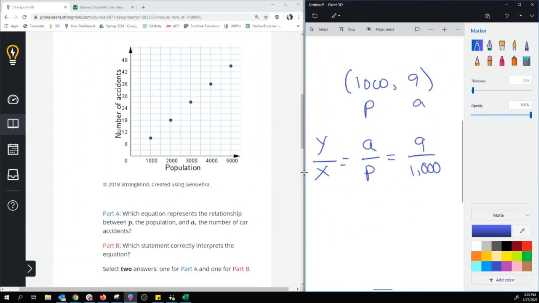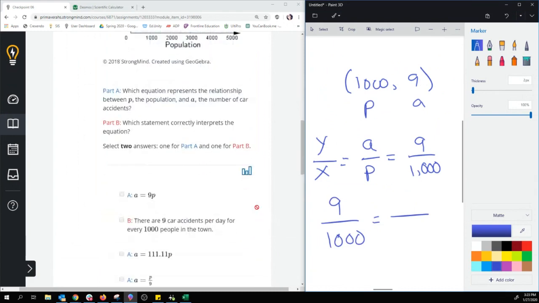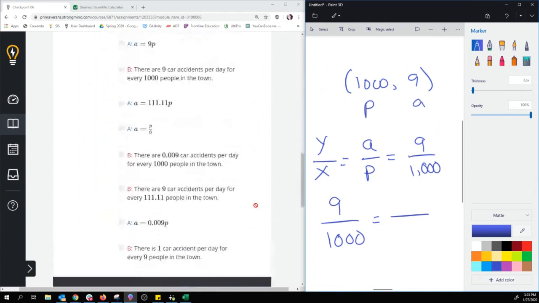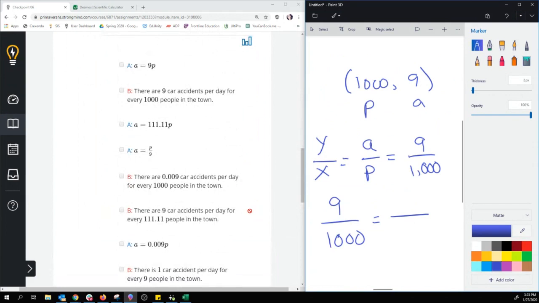And we need to make this to where there's a 1 in the denominator. So to go from 1,000 to 1, I'm going to divide by what number?